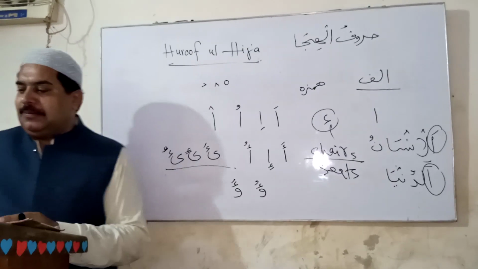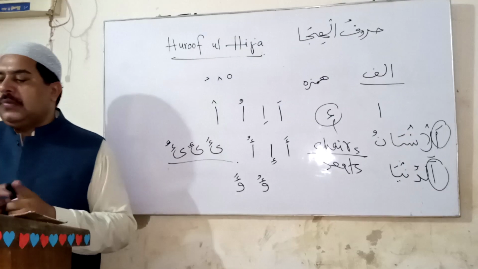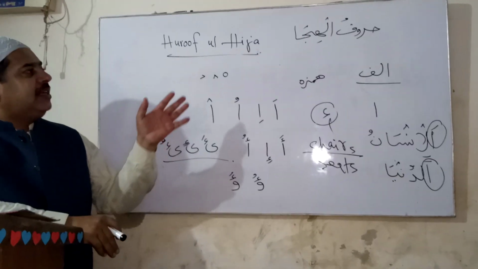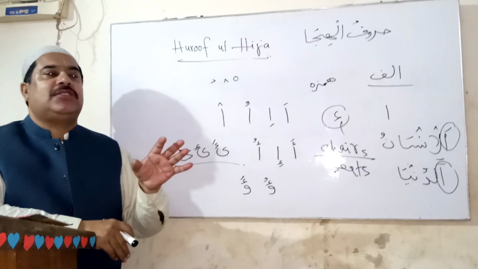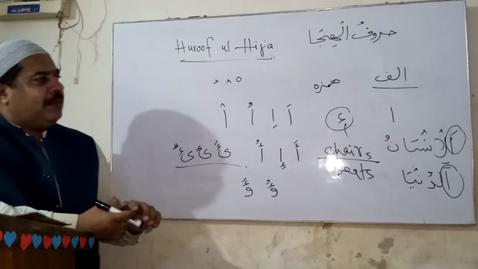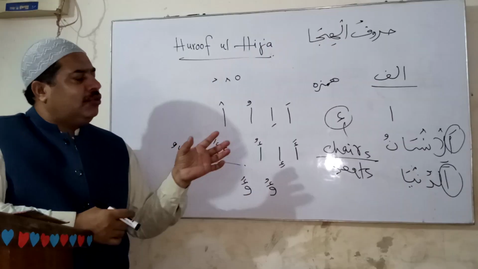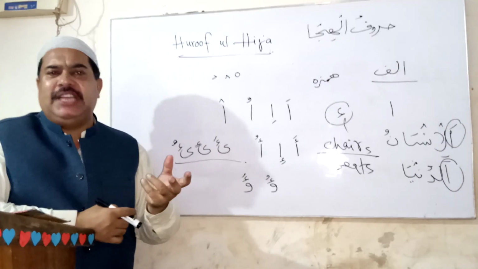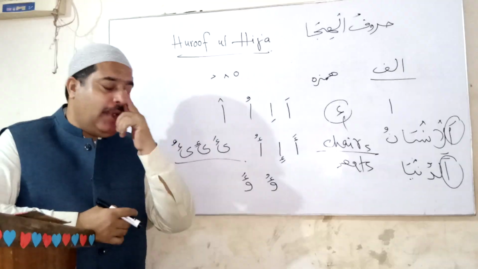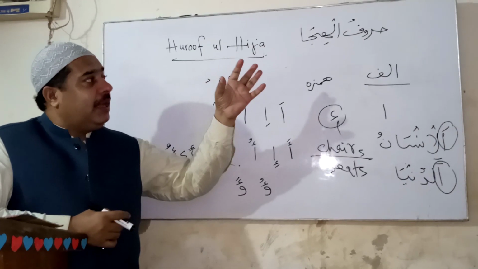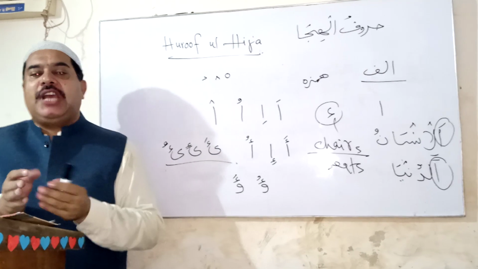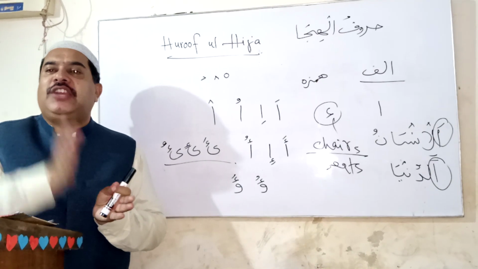So further, this was the discussion between the grammarians whether there are 28 or 29 letters. However, this is not the big issue. We have to understand, whether 29 or 28, that Huroof-ul-Hija, the alphabet, is very important, because this is the base of language, and from here we go ahead.